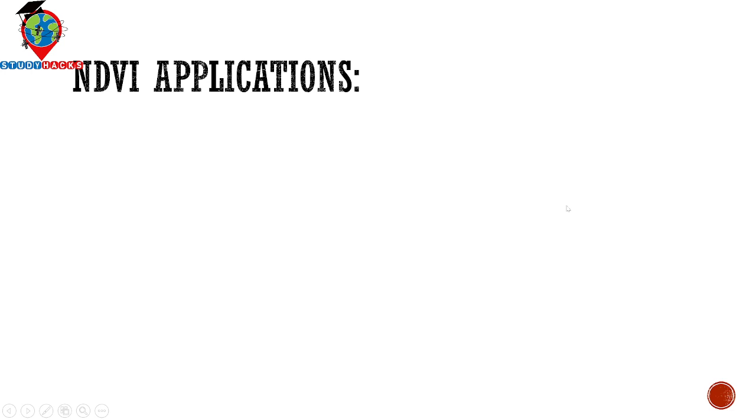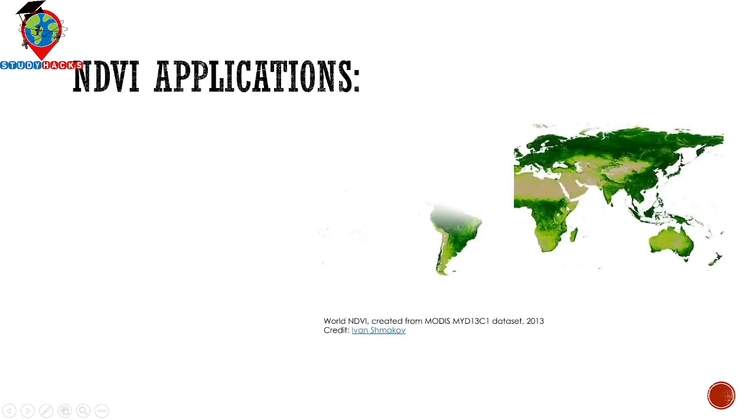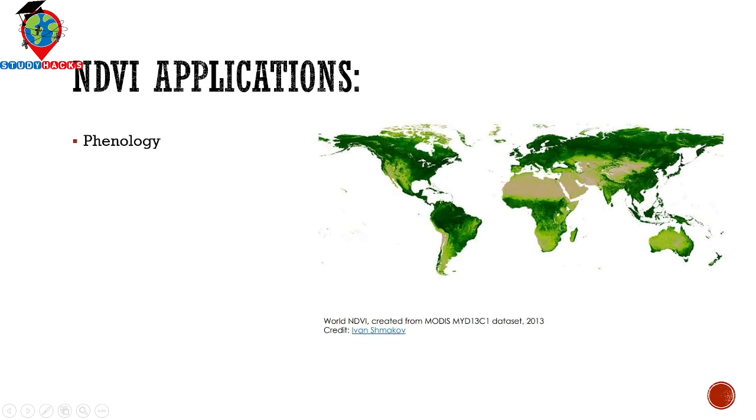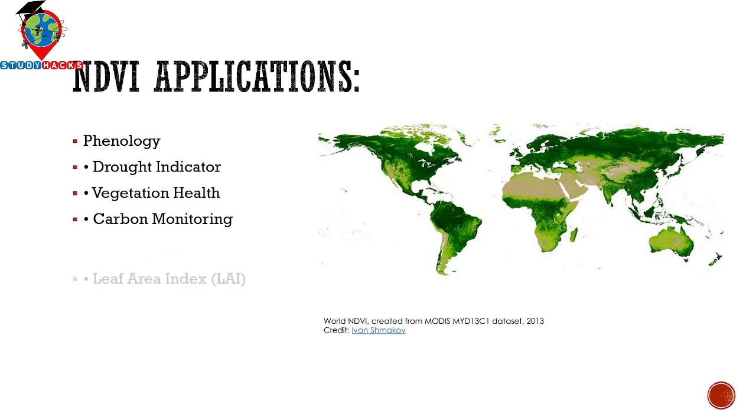So now NDVI applications. There are a lot of applications for NDVI, such as phenology, drought indicator, vegetation health, carbon monitoring, and leaf area index. So all of those are uses for NDVI.